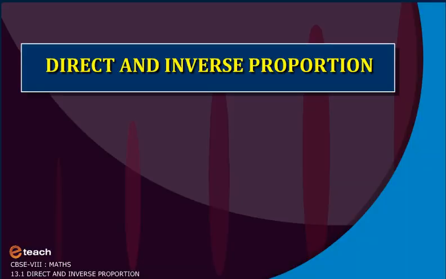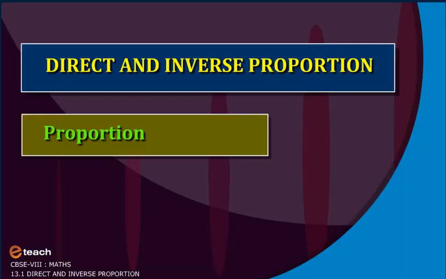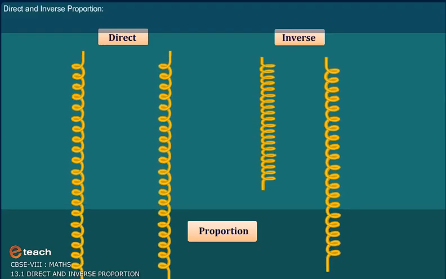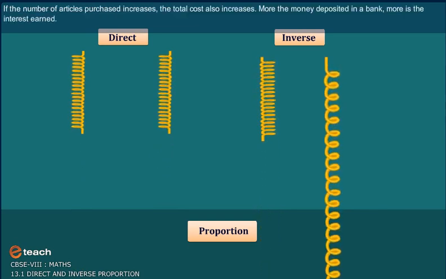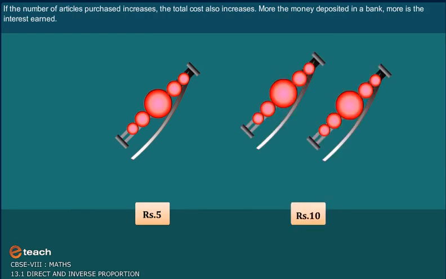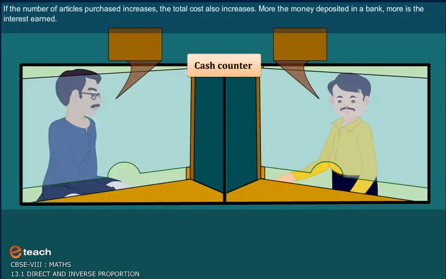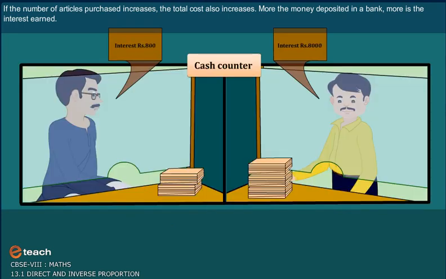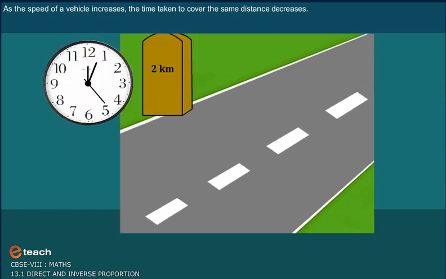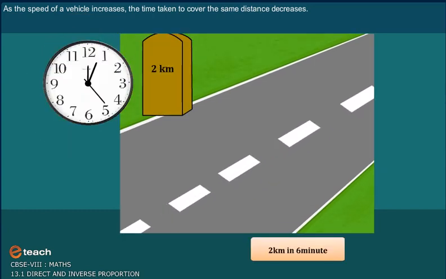Direct and inverse proportion. Direct proportion and its examples. If the number of articles purchased increases, the total cost also increases. The more money deposited in the bank, the more interest is earned. As the speed of a vehicle increases, the time taken to cover the same distance decreases.